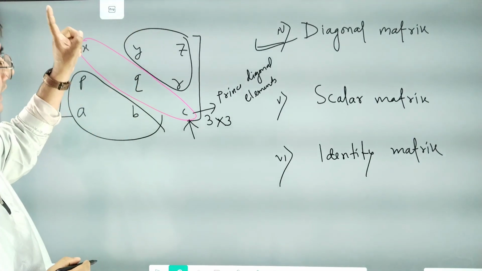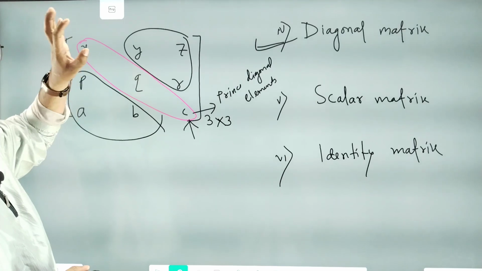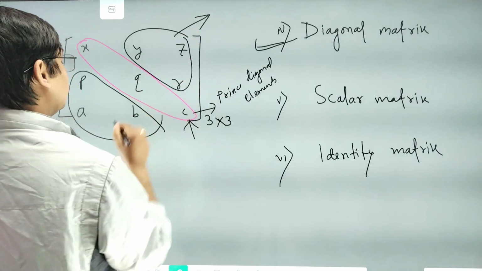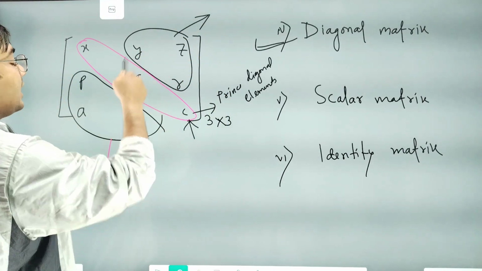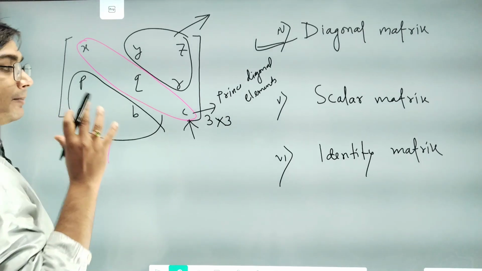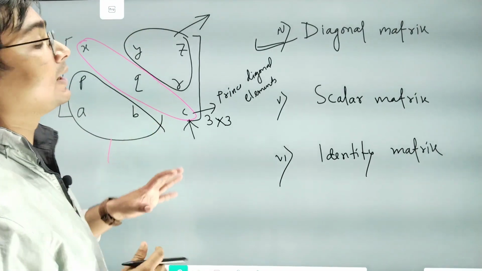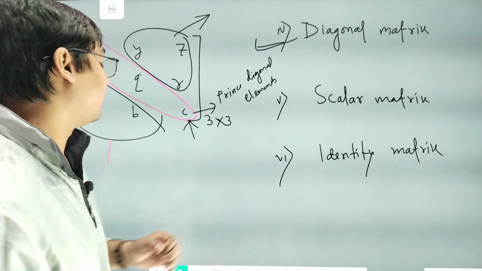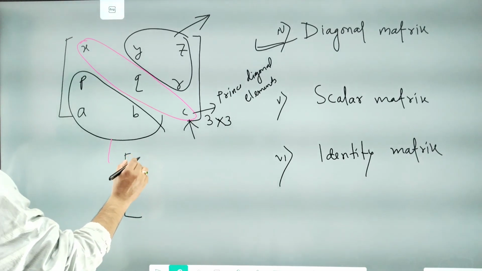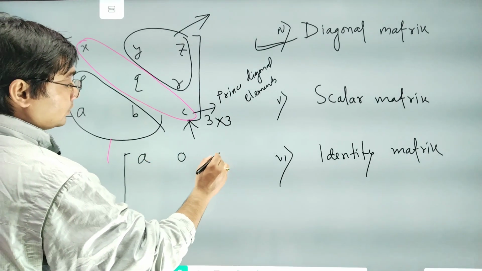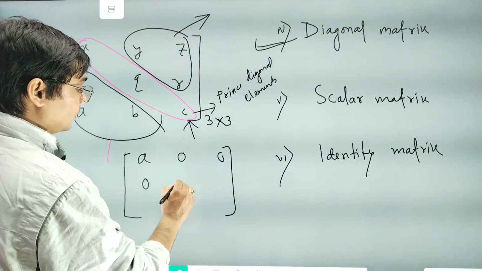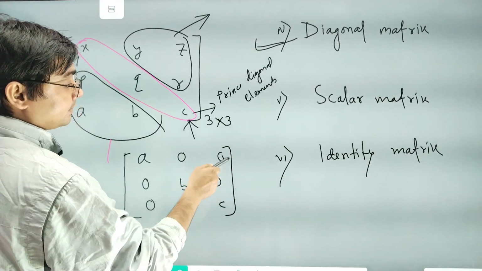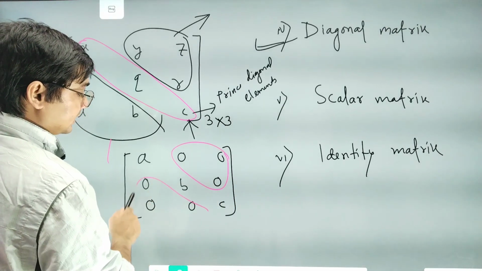Yes, so now you see, if a square matrix has all the non-diagonal elements, or non-principal diagonal elements, equal to 0, if a matrix has all the non-diagonal elements 0, then the matrix is called a diagonal matrix. Yes guys, for example, suppose we consider this matrix: A 0 0, 0 B 0, 0 0 C.